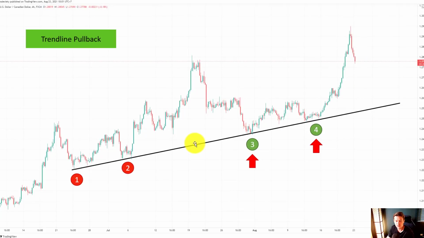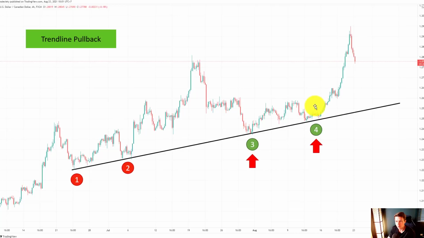The second way of using a trend line is for a trend line pullback strategy. What we are doing here is looking for a trend line that is valid, so 1, 2, 3. Once you have your third touch point, you are then looking for trading opportunities away from the trend line. So this is more of a trend continuation, whereas the trend line breakout is considered a trend reversal. So you're looking for trades away from the trend line.